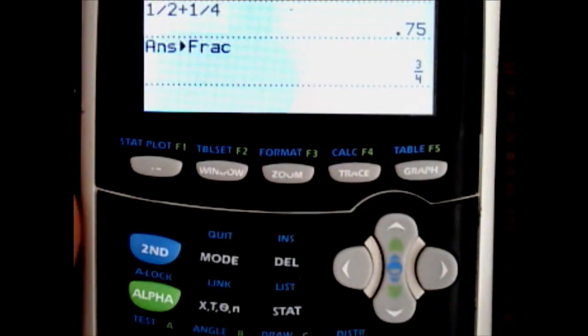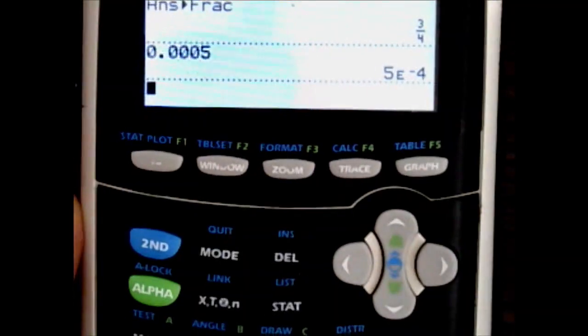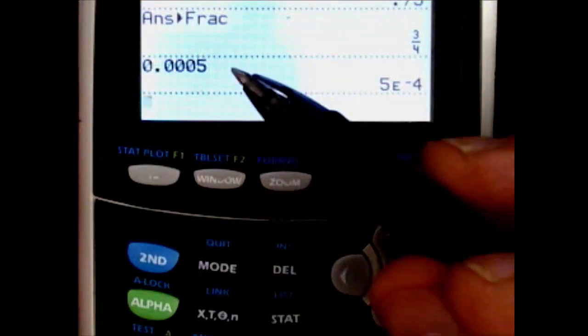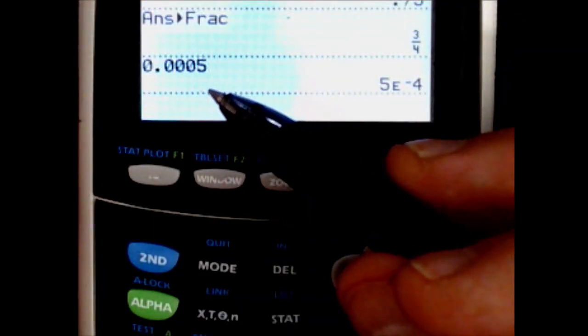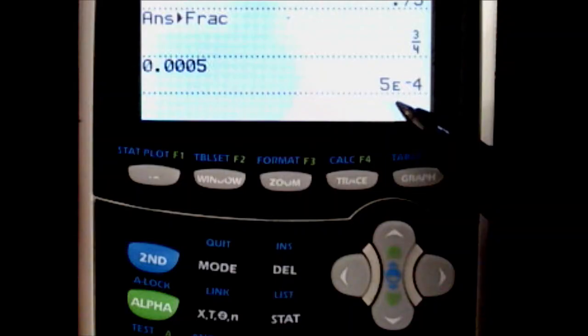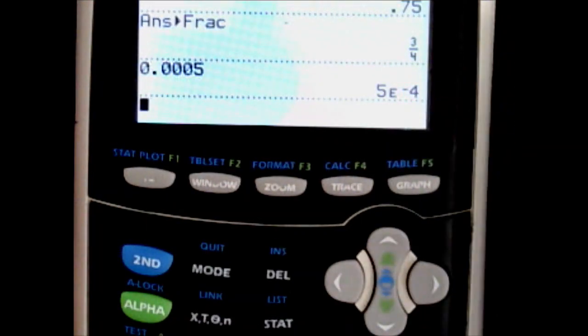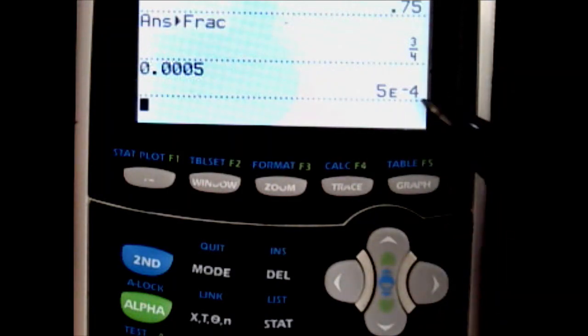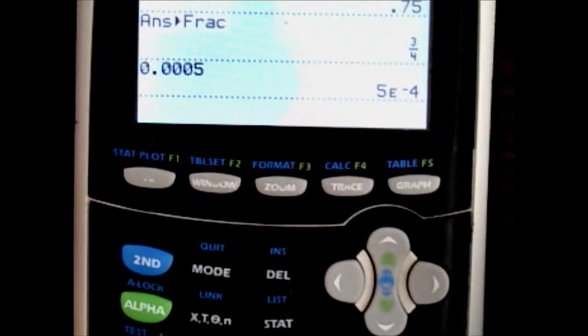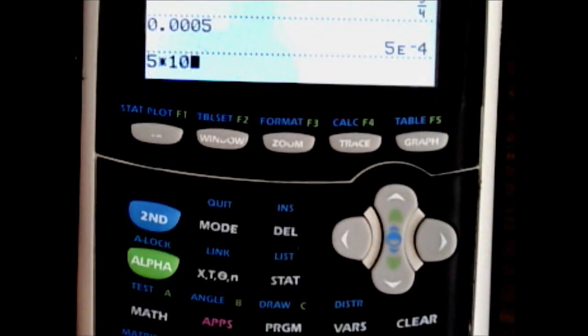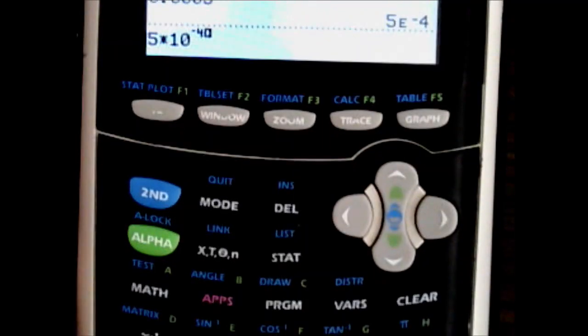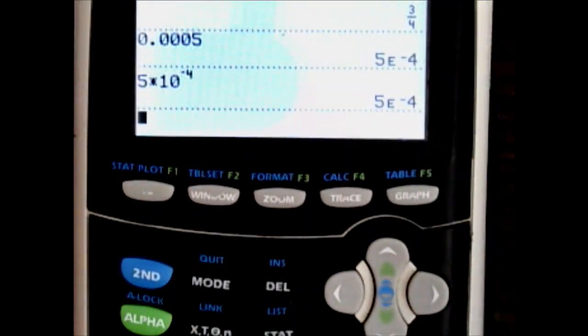Let's say you want to type in 0.0005. Okay, that's a very small number. It's 5 10,000ths or 1 over 2,000. Now it'll be written as 5E negative 4. That's your scientific notation there. Okay, so whenever you see the capital E with a number after it, that means times 10 to that power. So that means 5 times 10 to the negative 4. You can actually do 5 times 10 raised to the negative 4, and you get the same answer.